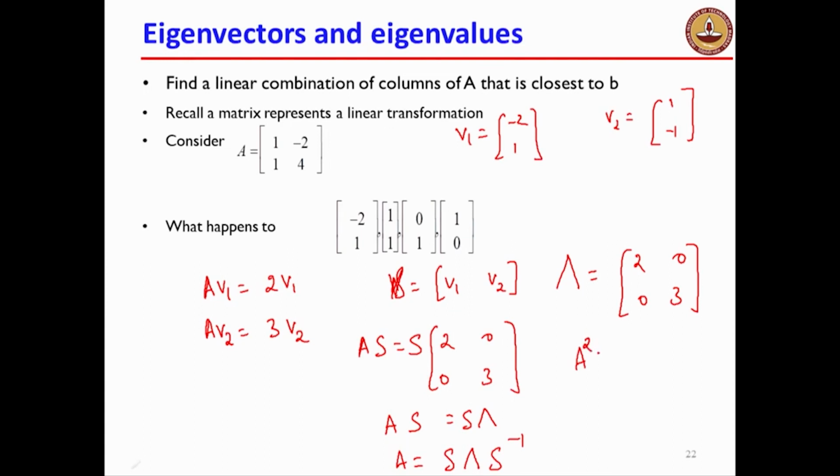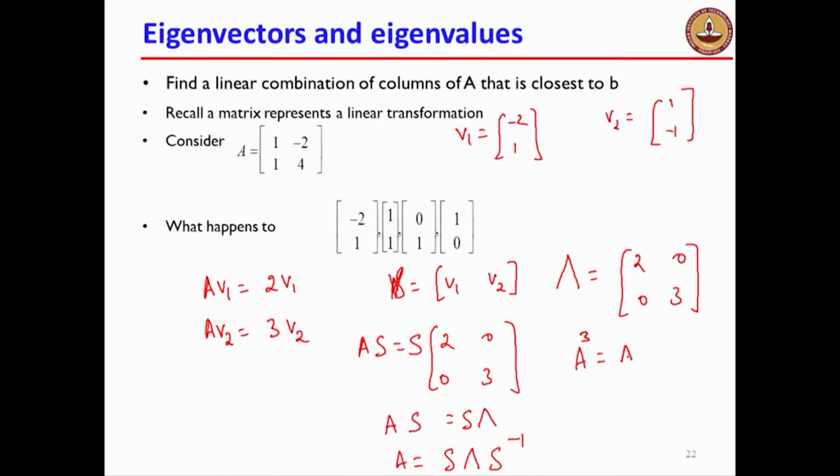The advantage is that if I want to take arbitrary exponents of the matrix A, what is A square? We know how to do this multiplication, but I can give you a very simple representation. A square is S lambda S inverse times S lambda S inverse. Now S inverse S is identity, so this is just S lambda square S inverse. What is lambda square? It is a diagonal matrix, therefore the entries on the diagonal also get squared.